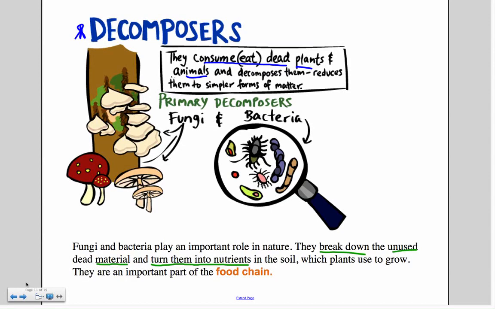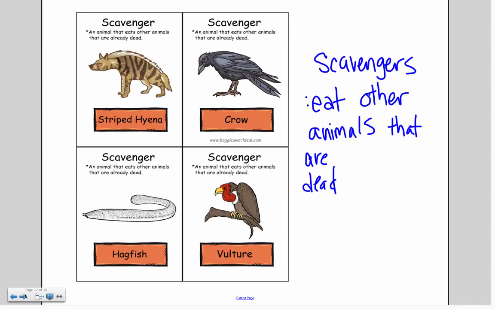So decomposers, this is the one that's left out of most food chains and food webs, but to me and most scientists, it is the important part because it helps keep the cycle going, and so it's not just a straight chain, but it's almost like a loop. The decomposers consume the dead plants or animals, and they break down the unused or dead materials and turn them into nutrients and then put it back into the soil, which allows the plants to then use those nutrients and go through photosynthesis again.